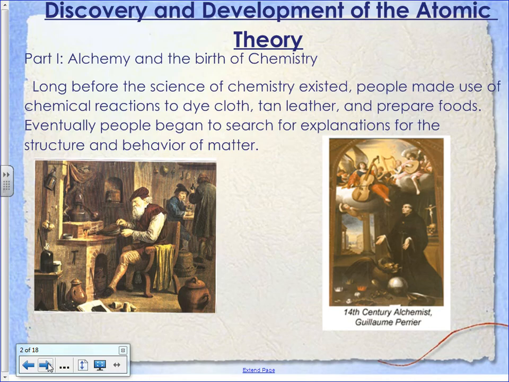All right, so we're going to start out here with the early beginnings of chemistry. The first kind of chemistry wasn't real chemistry. The first work on chemistry would really have been done by primitive peoples. People used chemical reactions to do things. They didn't know that's what they were doing, but that's what they used, to dye cloth, tan leather, and prepare food.